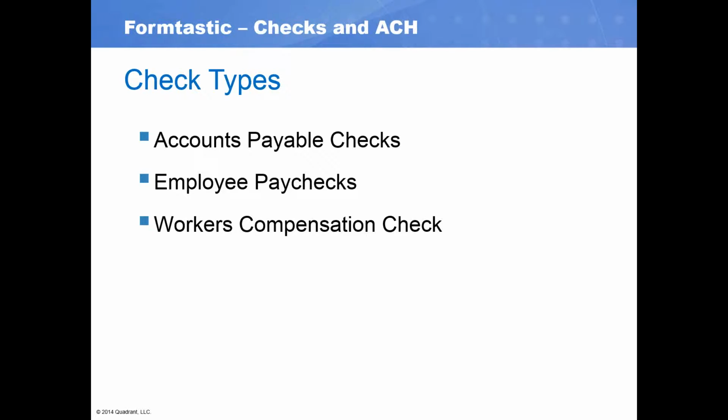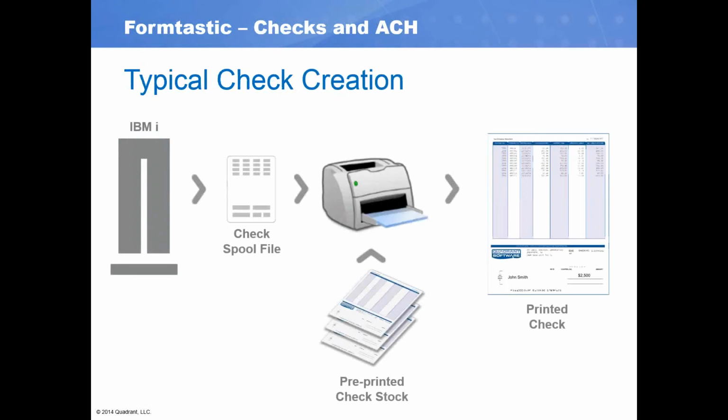So now let's talk specifically about how Formtastic can help modernize your check creation and distribution process. The most common types of checks generated by IBMI applications are accounts payable checks and employee paychecks, and you do also see the occasional workers' comp check. In many cases, IBMI shops print their checks in-house. Here's a simplified example of how this process usually occurs.